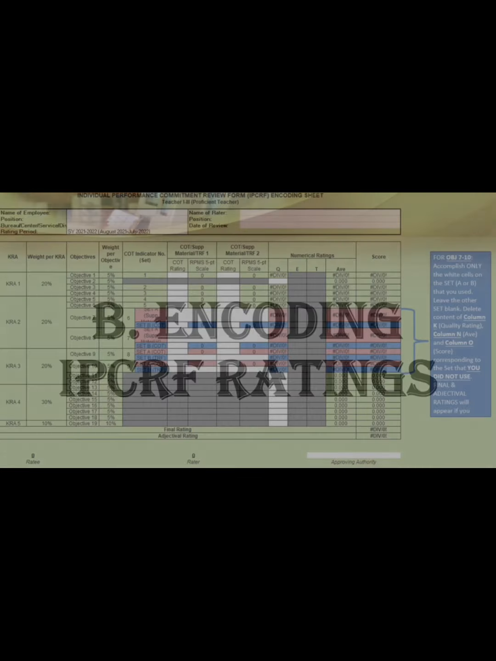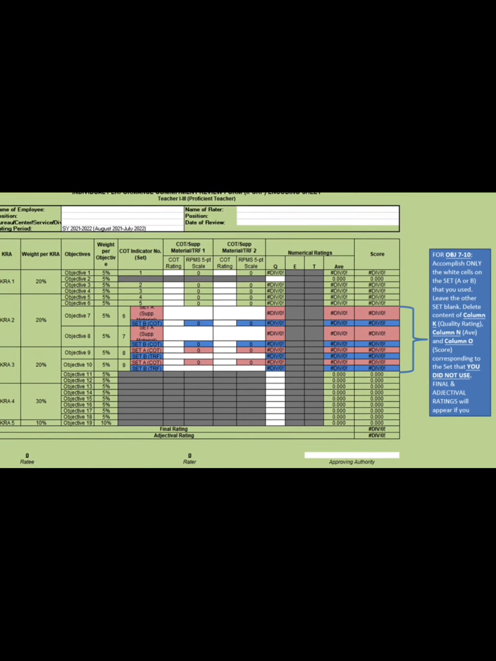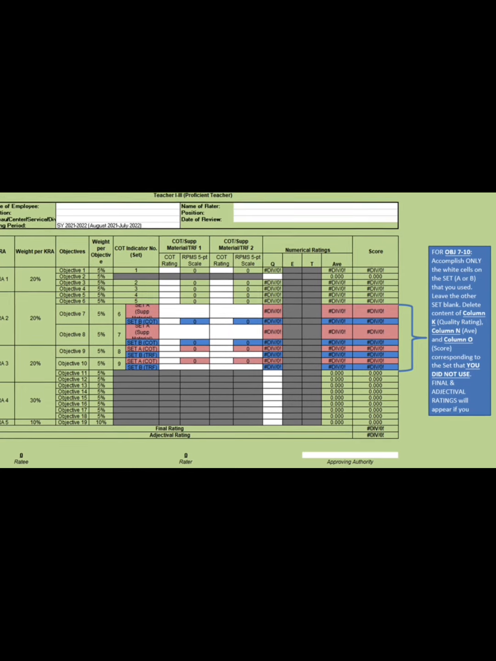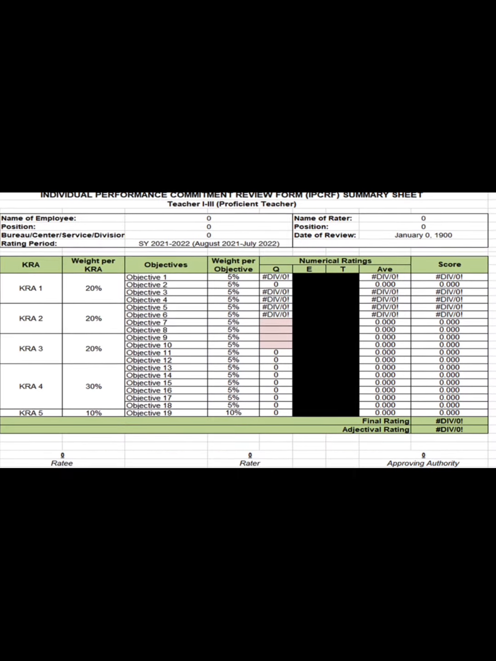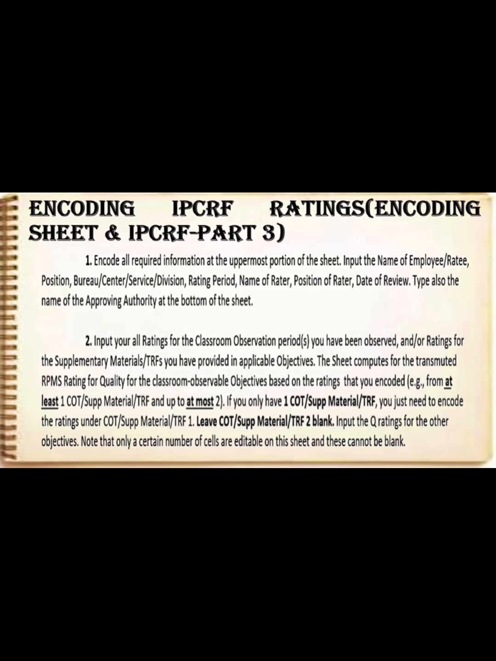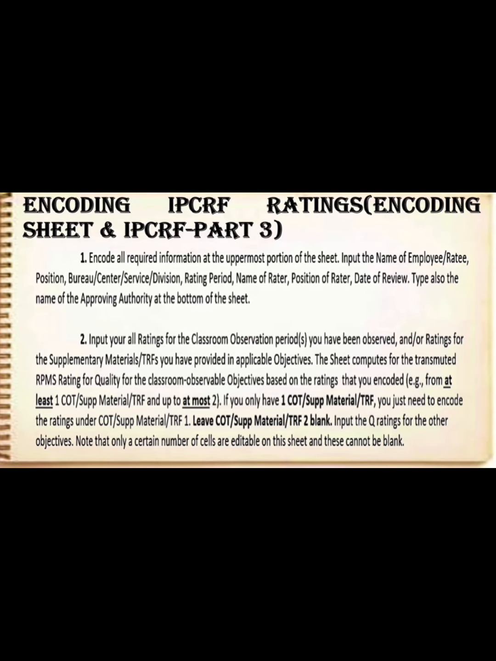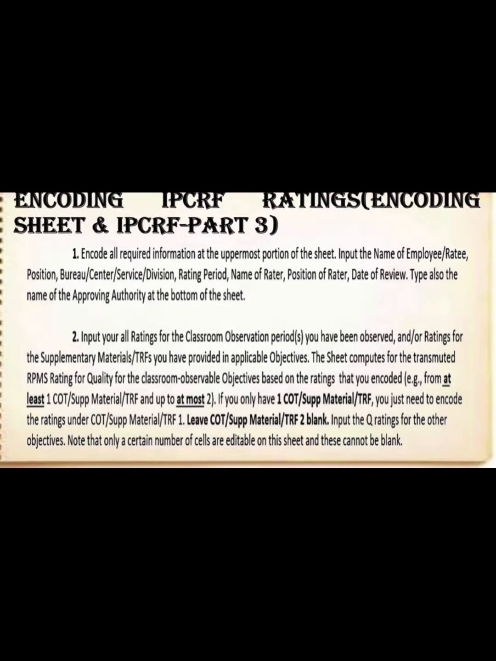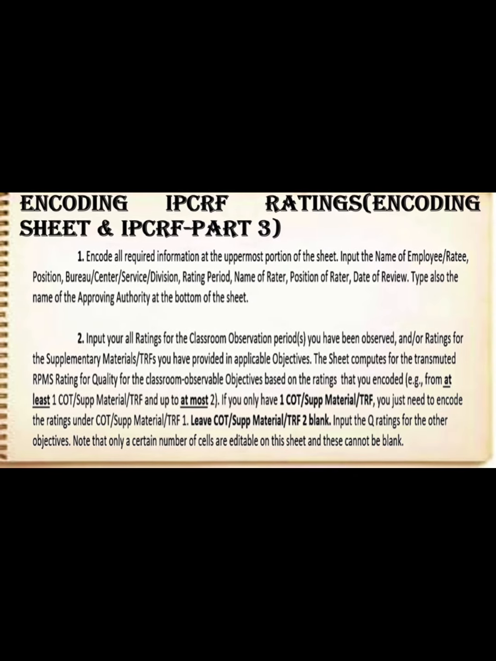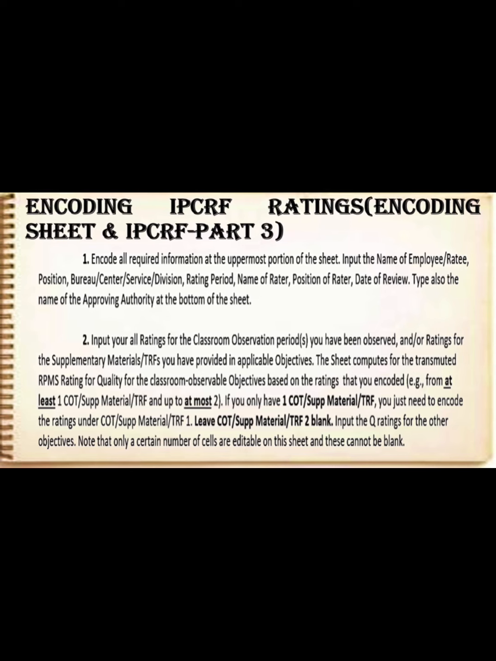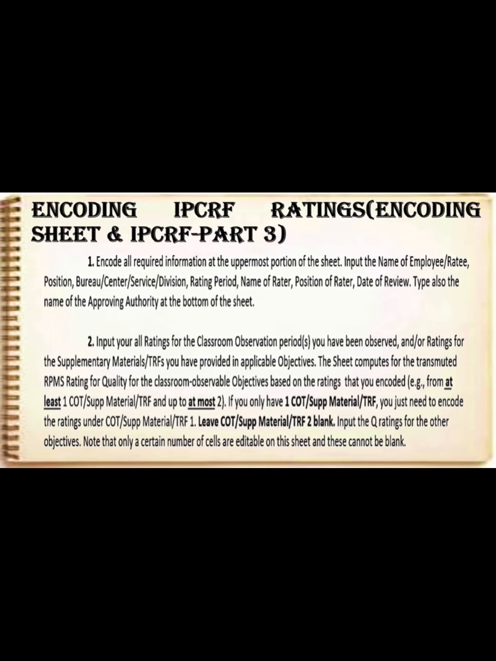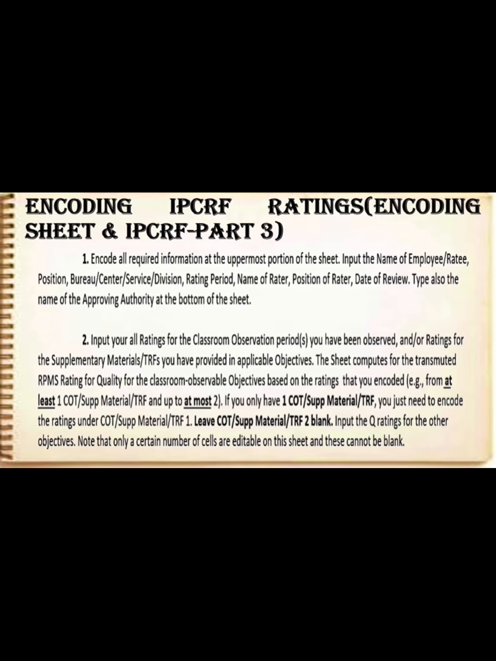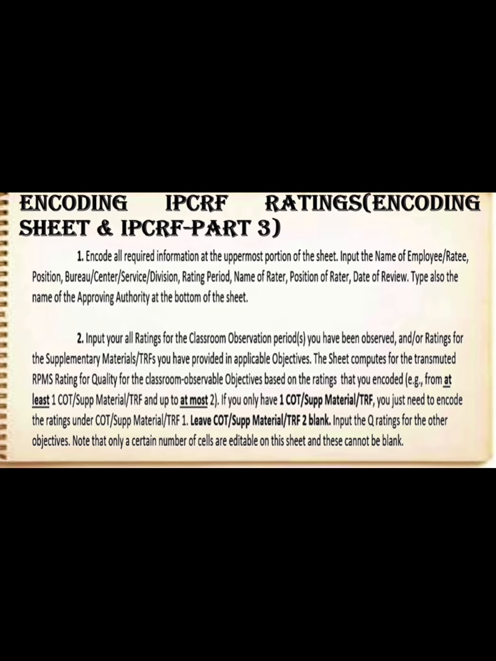I have here blank samples of IPCRF encoding sheet and IPCRF summary sheet. You need to encode all required information at the uppermost portion of the sheet. Input the name of employee or ratee, division, rating period, name of rater, position of rater, and date of review. Type also the name of approving authority at the bottom of the sheet.